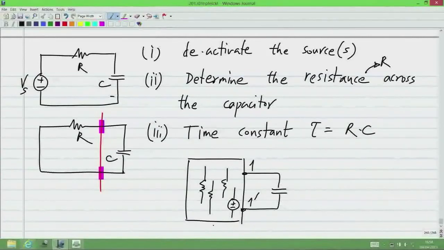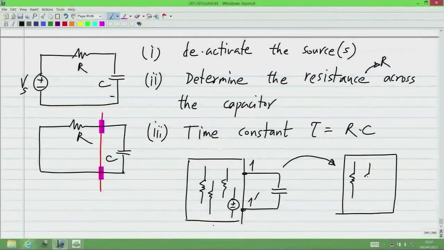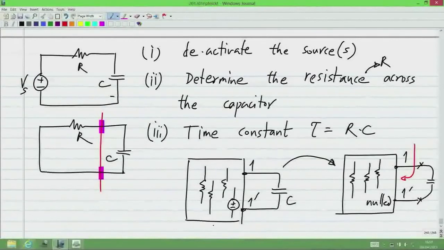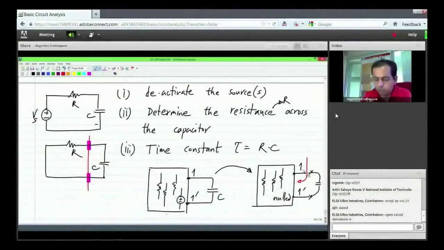Okay. So now what I have to do to find the time constant is, first of all, I null this circuit. That means that any independent source is set to 0. If it's a current source, it's an open circuit. If it's a voltage source, it's a short circuit. And I have these two terminals 1, 1 prime across which the capacitor is connected. So what I have to do is to determine the resistance of this circuit looking into 1, 1 prime. Now this we have done many times, right? It's basically the Thevenin equivalent resistance looking into the terminals 1, 1 prime.